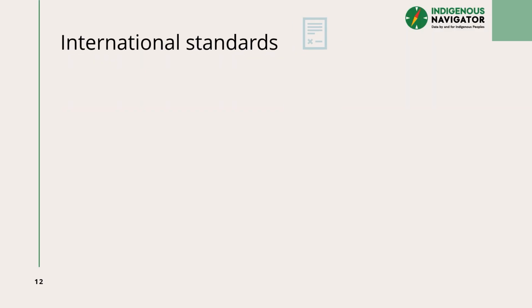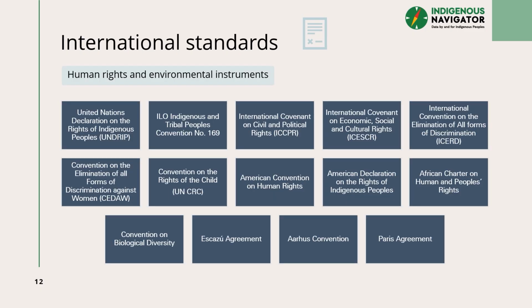Human rights and environmental instruments. The following list of instruments is relevant here. United Nations Declaration on the Rights of Indigenous Peoples. ILO Indigenous and Tribal Peoples Convention number 169. International Covenant on Civil and Political Rights. International Covenant on Economic, Social and Cultural Rights. International Convention on the Elimination of All Forms of Racial Discrimination. Convention on the Elimination of All Forms of Discrimination against Women. Convention on the Rights of the Child.